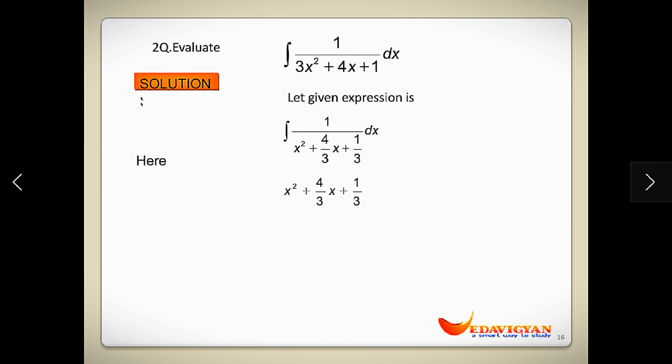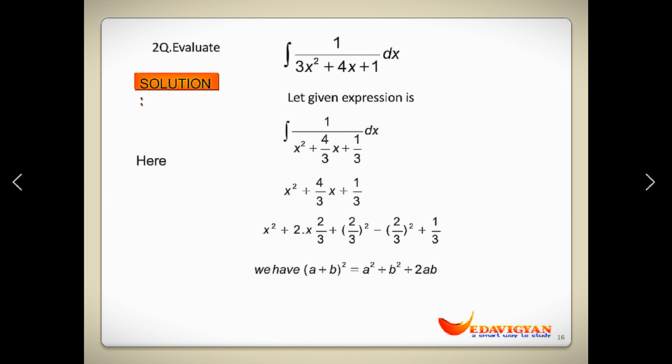Next, how do we convert the denominator x square plus 4 by 3 x plus 1 by 3 into a plus b whole square? Here, x square, 2 into x means a, b value 2 by 3. For b, we add 2 by 3 whole square and subtract 2 by 3 whole square, plus 1 by 3. After using a plus b whole square, we get (x plus 2 by 3) whole square minus (1 by 3) whole square.